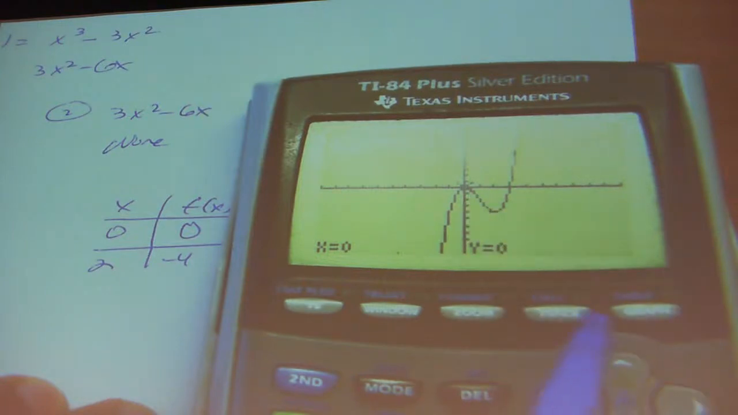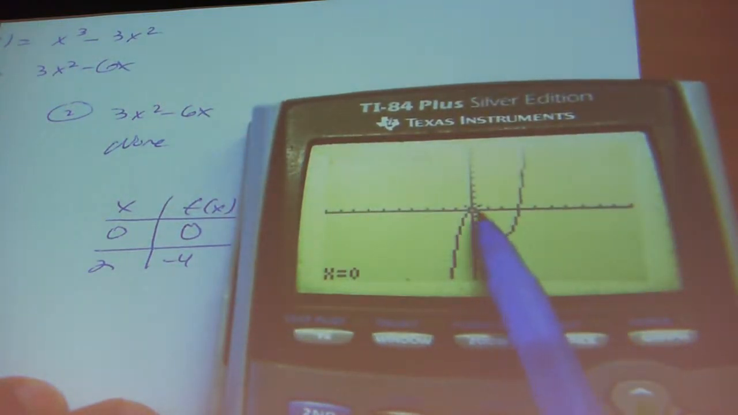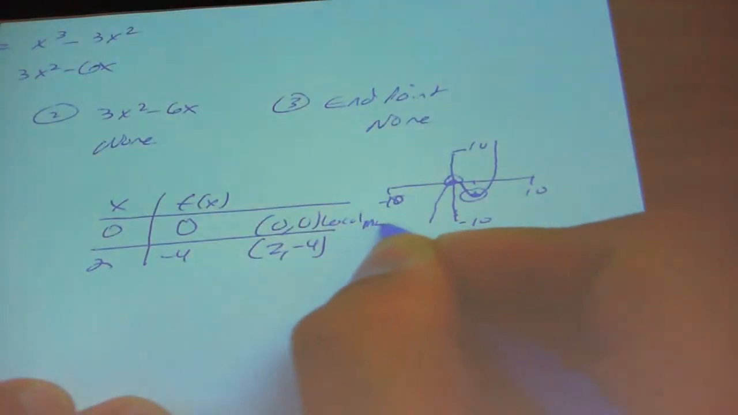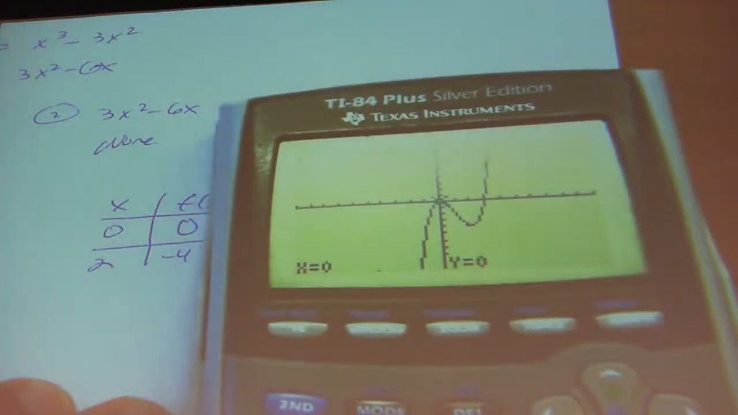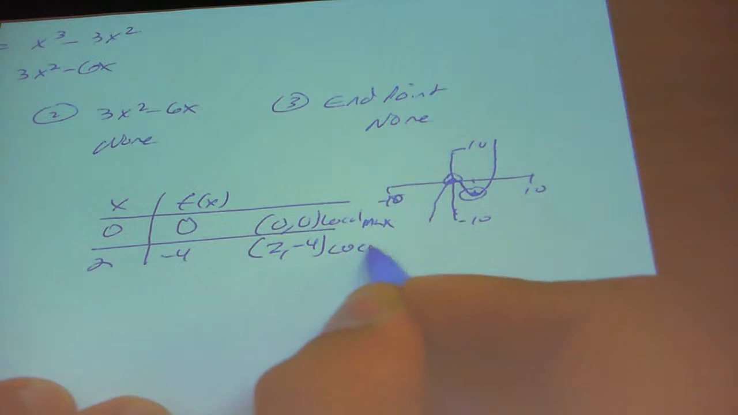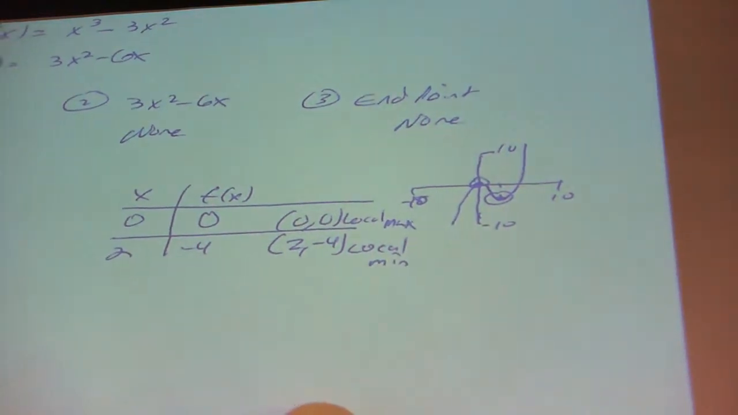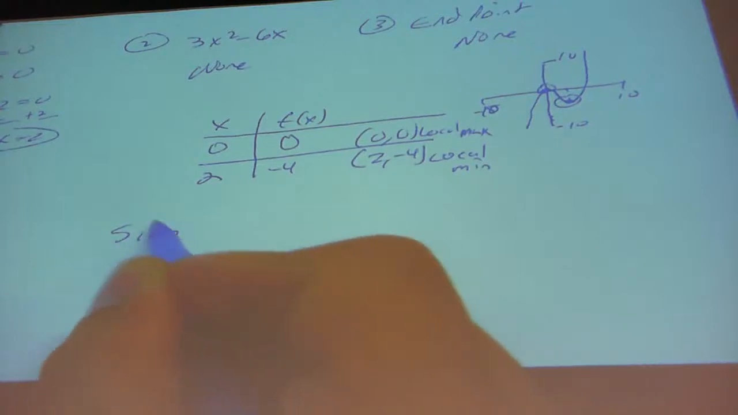At (0, 0), we have a local max, because to the left and right the values are lower. And at (2, -4), to the left and right the values are higher, so we have a local min. That would be using the graph, which is what I prefer, but we can also do the sign chart.